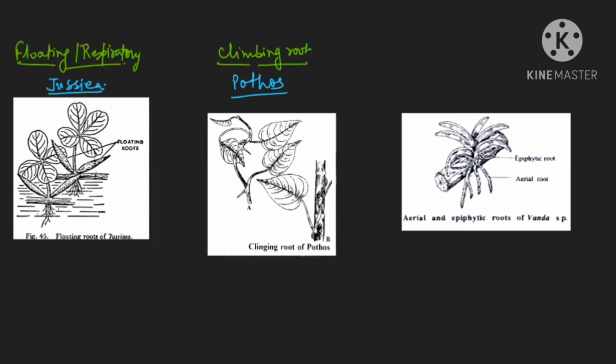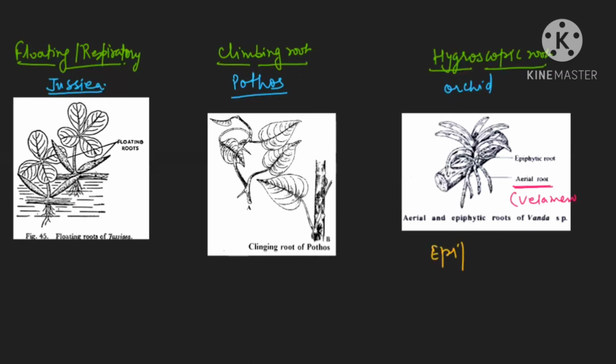Another type of modification is shown by a few epiphytes, for example, orchid. These are epiphytes. They have a special type of roots known as hygroscopic roots. Hygroscopic roots are those roots which absorb moisture from the atmosphere. You can see in the diagram aerial roots. These aerial roots are also known as velamen roots. They absorb moisture from the atmosphere and are shown by epiphytes.